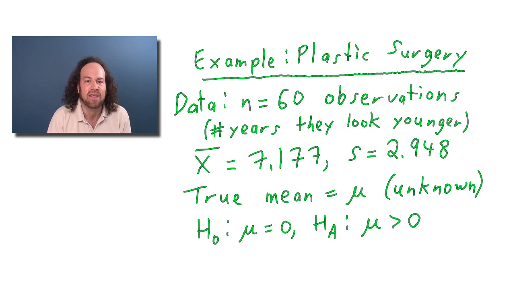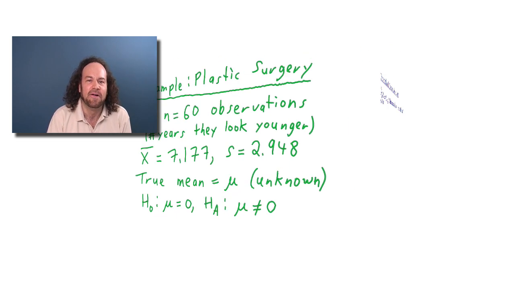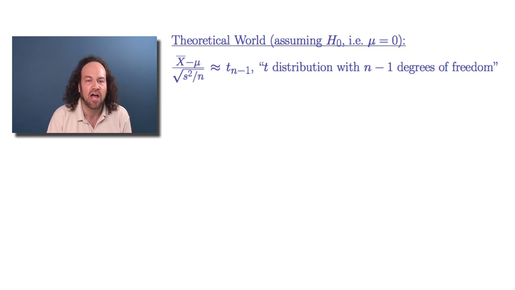To turn this into a hypothesis test, we need to recall something that we learned previously, that in the theoretical world, according to H0, if we look at x bar minus mu and divide it all by the square root of s squared over n, then that has a distribution which isn't quite a standard normal, but is a t-distribution with n minus 1 degrees of freedom, or in this case, 59 degrees of freedom. So how can we use that?